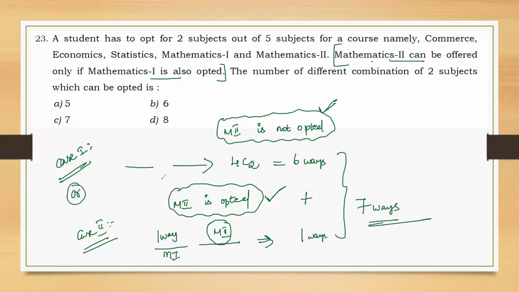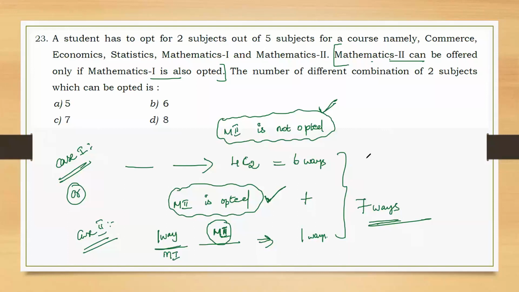Either case 1 or case 2. If case 1, M2 is not opted, then from the remaining 4 subjects we can choose any 2. So 4C2. If you want to choose M2, then M1 must be opted previously, so only one way. M1 must be opted before choosing M2. So overall, 7 ways. Is it clear for everyone?